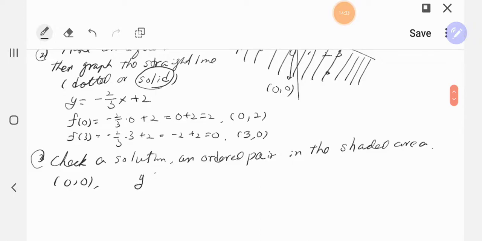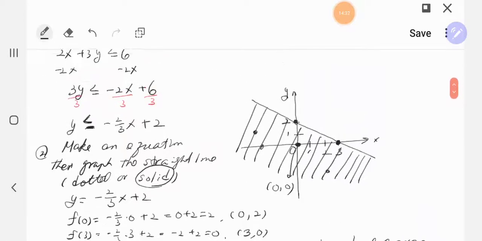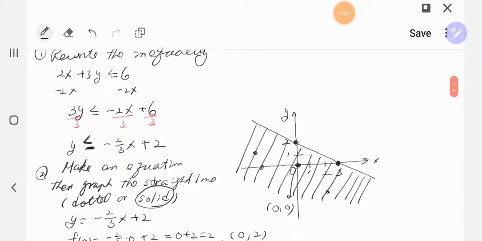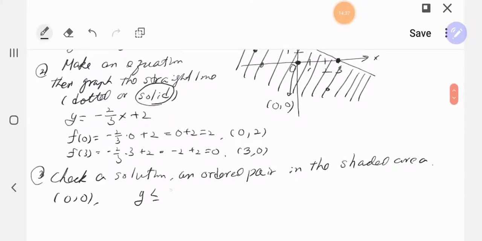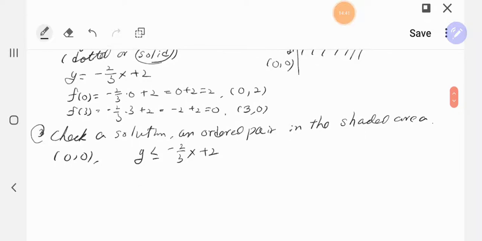Then what's the function? The inequality is y is less than or equal to, what we have is negative 2/3 x plus 2, right? So let's plug in whether this is true. Okay, y equals 0. Let's check whether this is true. x equals 0. Then this is 2. Is this true? 0 is less than 2, right? 0 is less than 2. This is true, right? True.